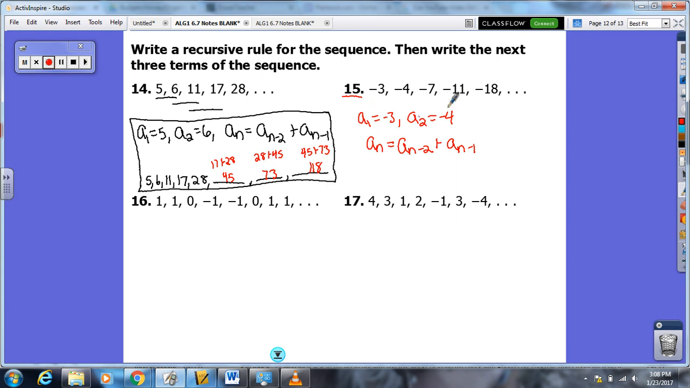So that's my equation, and then to get the next 3 terms, I have negative 11 plus negative 18, and so that's going to be negative 29. I'm going to do negative 18 plus negative 29. I'm going to get negative 47. And then negative 29 plus negative 47, and I get negative 76. Like I said, these are definitely more difficult.